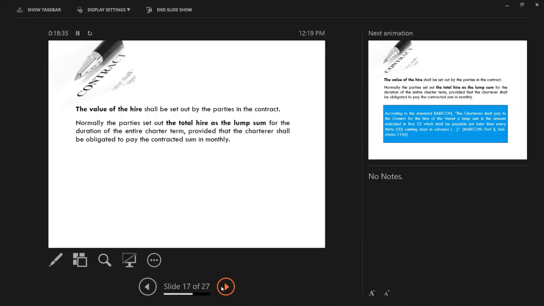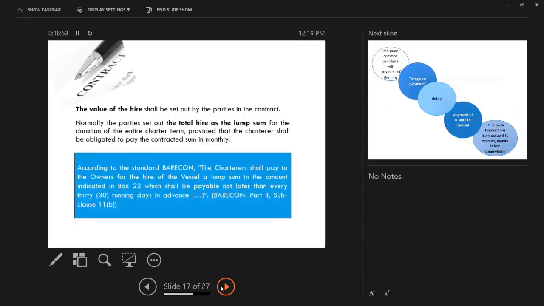Usually in practice, the parties set out total hire as a lump sum for the duration of the entire charter period, provided that the charterer shall be obliged to pay the contract sum monthly. So usually it is a monthly payment. For example, according to BARECON, the charterers shall pay the owners for the hire of the vessel a lump sum in an amount which is indicated in box 22 in the first part of the standard form, payable not later than every 30 running days in advance.